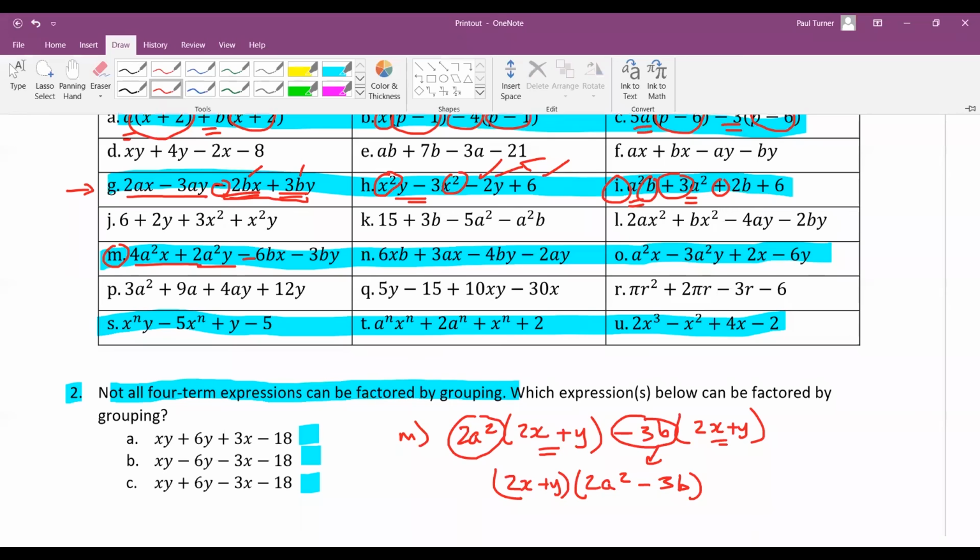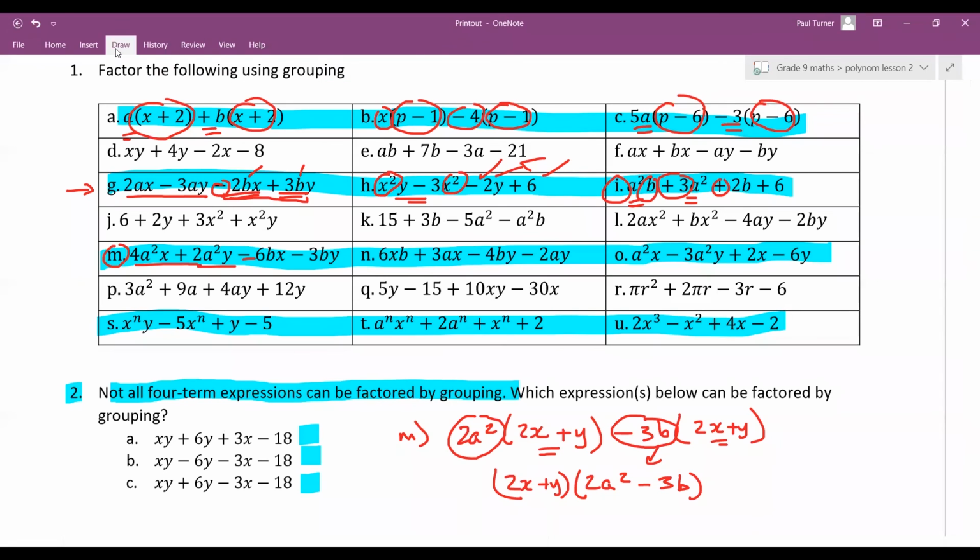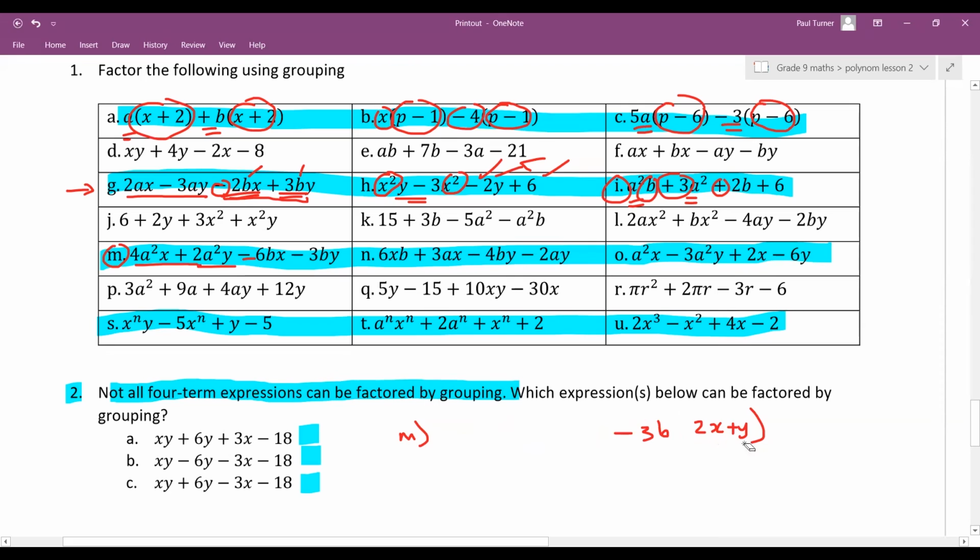We can go a little bit over time, but I'd rather finish on time, that will be good. M, how about N?